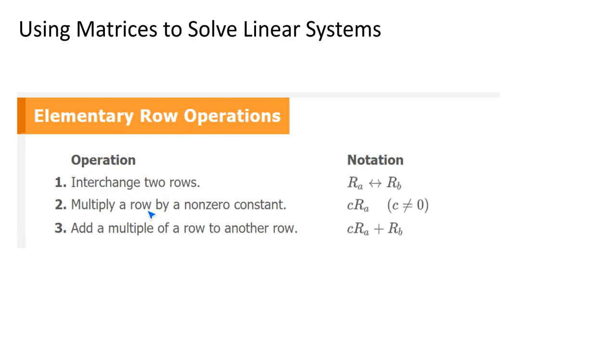We can multiply a row by a non-zero constant. So here we're multiplying by C to every row, every number in that row. And we can add a multiple of a row to another row. So here we're multiplying C to this row, and then we're going to add it to another row. Okay.